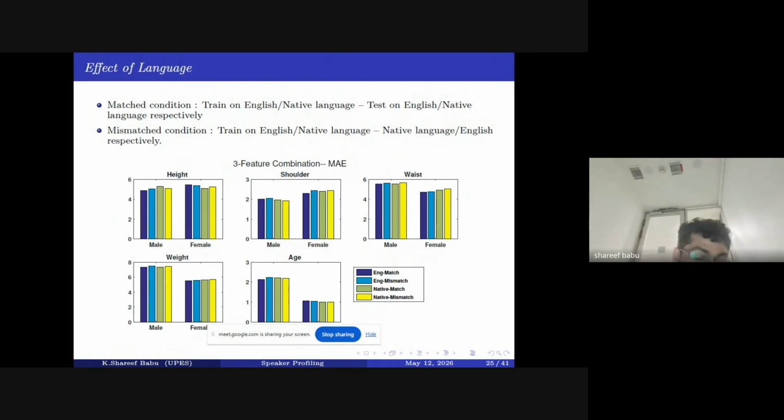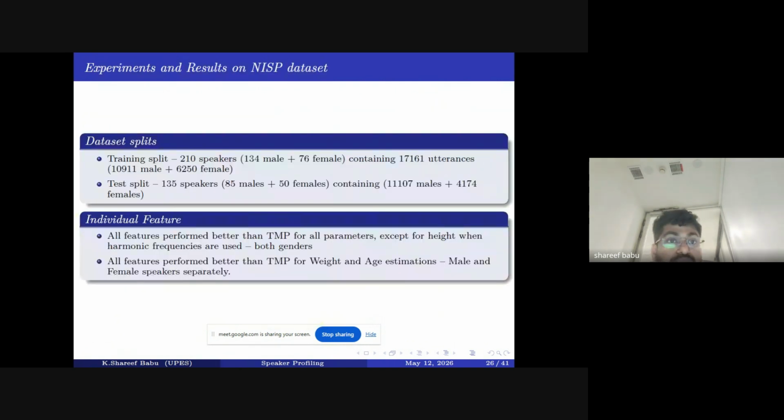Here also we could see that even with the matched and mismatched conditions, the difference in the physical parameter estimation is not heavily changed; the change is very minimal. With this understanding, we could say that the model which we have trained is robust to the language as well.